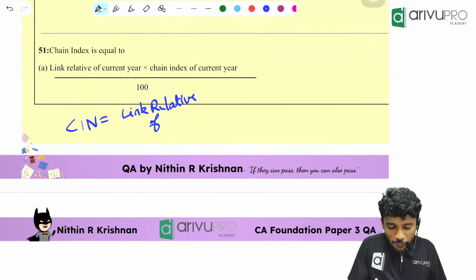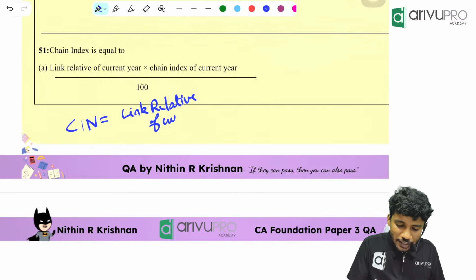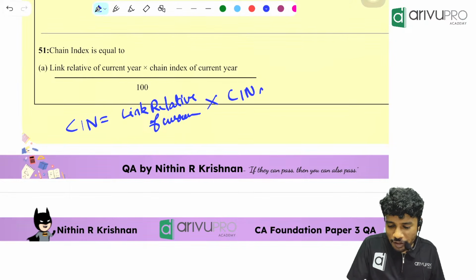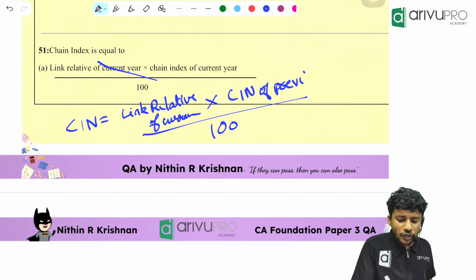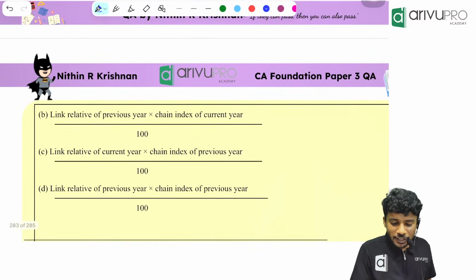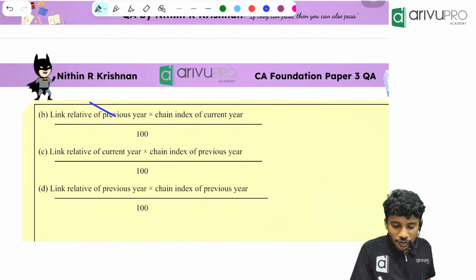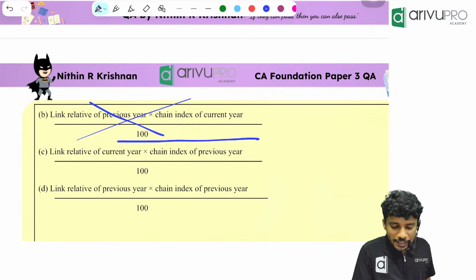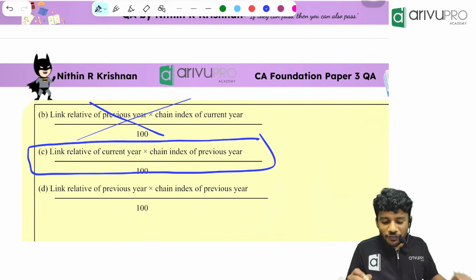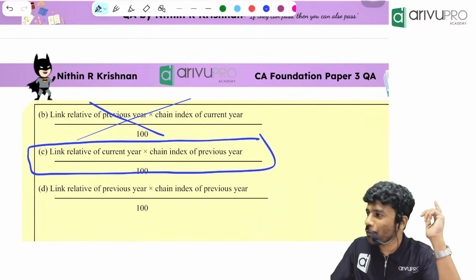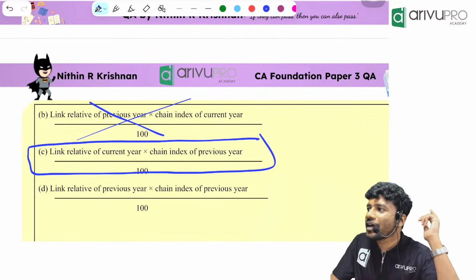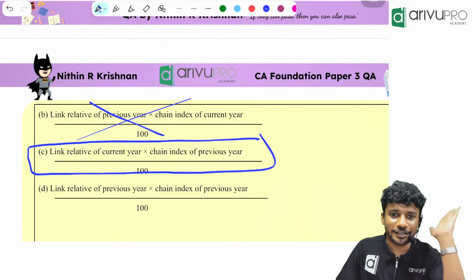Link relative of what year? Link relative of current year, then multiplied with CIN of previous year divided by 100. That was the formula. Is the first formula correct? No, the first one is wrong. The second one is correct. Link relative of previous year or current year? Current year. So the correct answer is link relative of current year into chain index number of the previous year divided by 100. Okay, done.